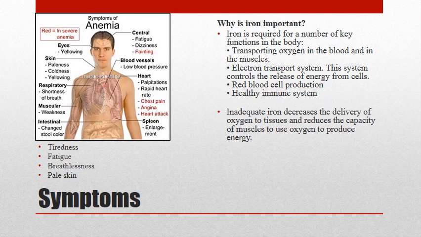So iron's required for a number of key things in the body. It's transporting oxygen around the blood and into the muscles, controlling the release of energy from cells, producing red blood cells, and making sure you've got a healthy immune system.